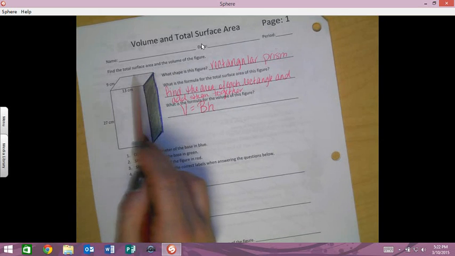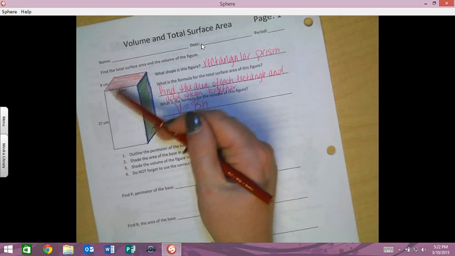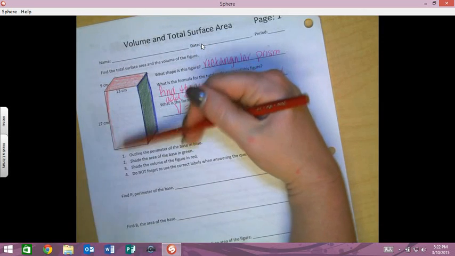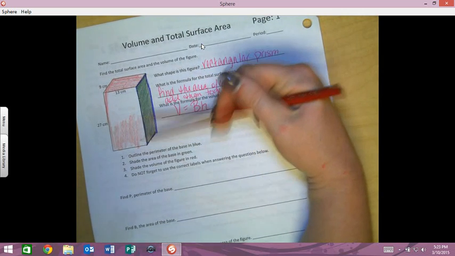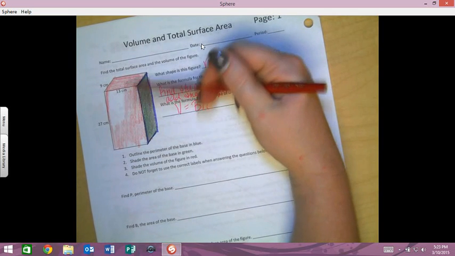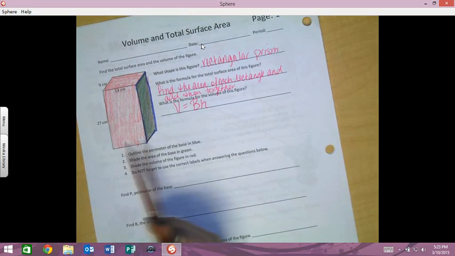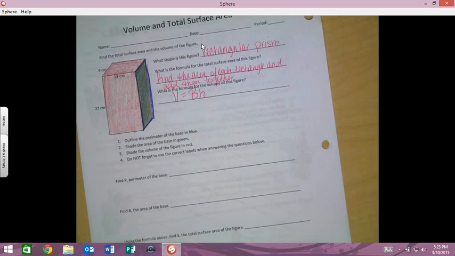Well, volume is when we're looking for everything on the inside. So everything all the way around here would be shaded in red. Alright. All the way around. So it says, do not forget to use the correct labels when answering the questions below.